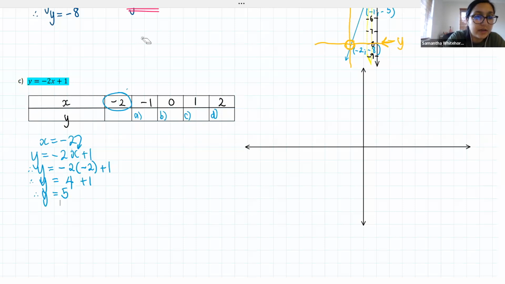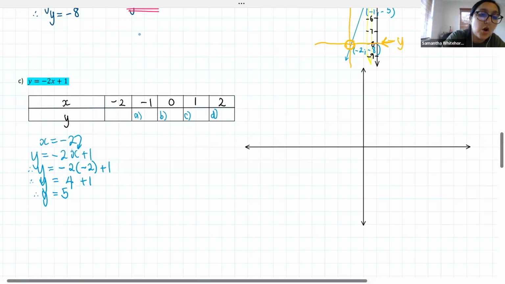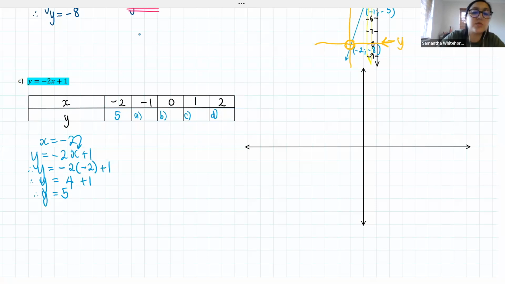All right, so just be careful. When you've got a negative, always double check. I wrote a negative 5 at first. Always double check your signs when you're multiplying. But it's exactly the same thing as what we have been doing. We substitute our value for x and we find our output.